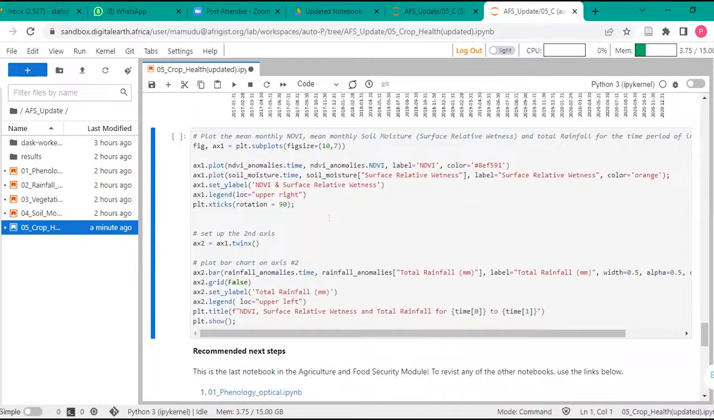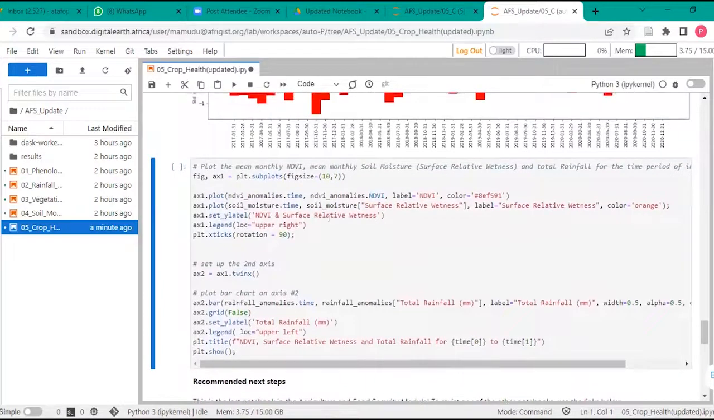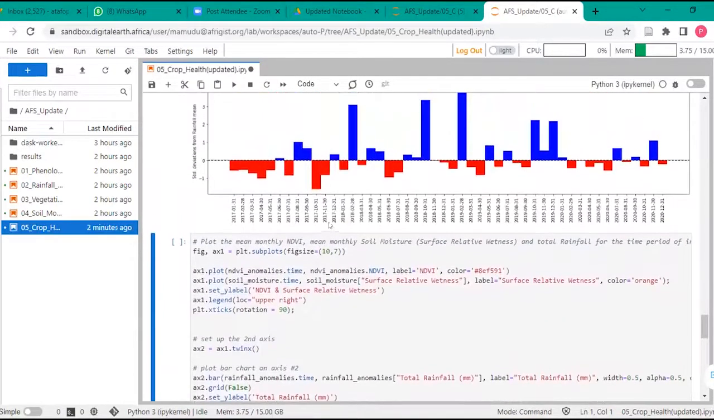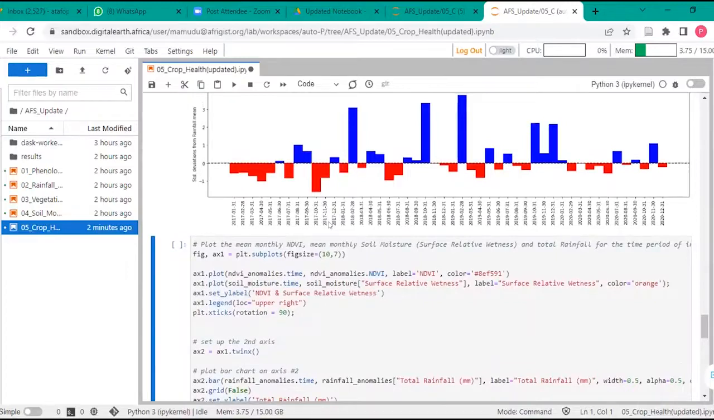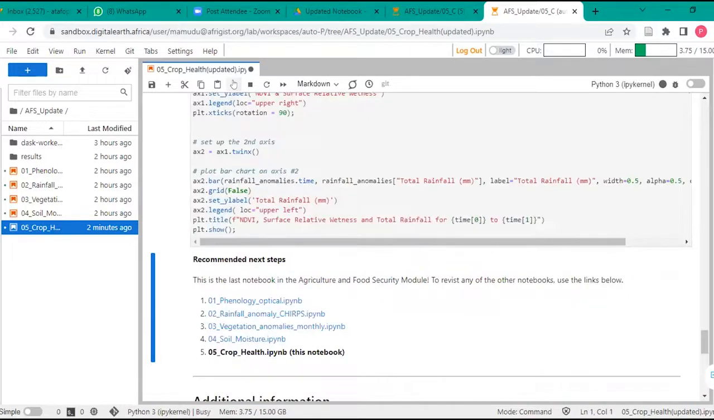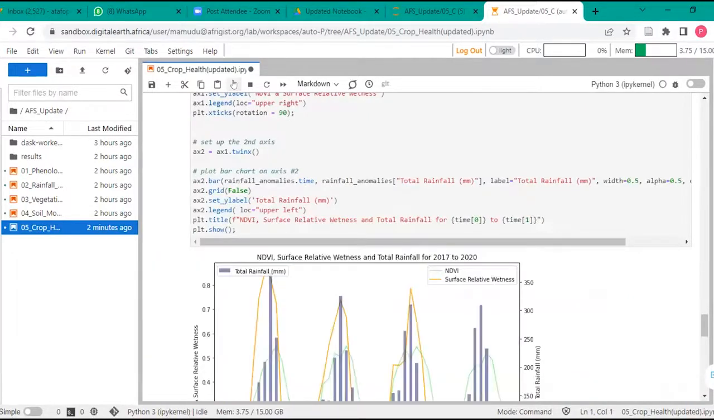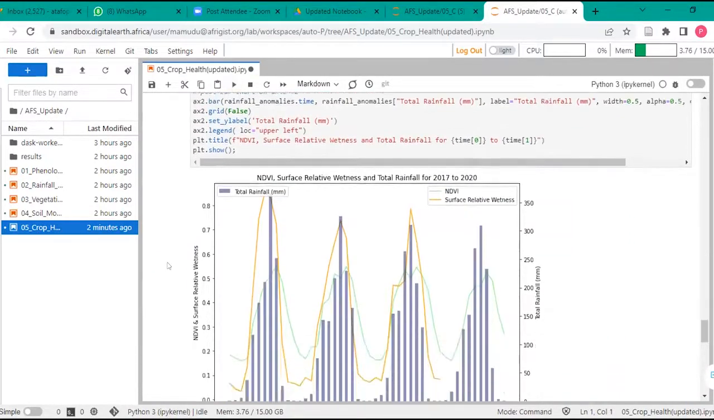So in this next cell, we are going to be bringing our rainfall, the soil moisture, and NDVI together to be able to see how they relate together. And so we're going to run this cell. And there we have it.